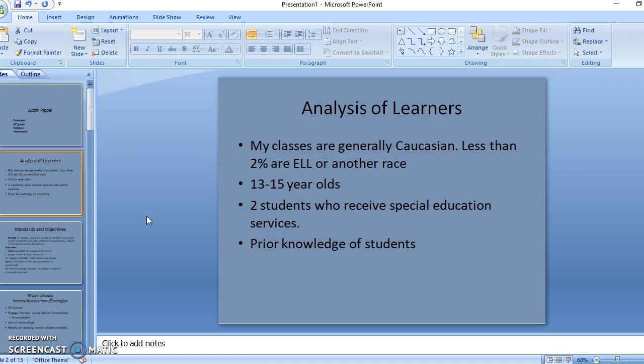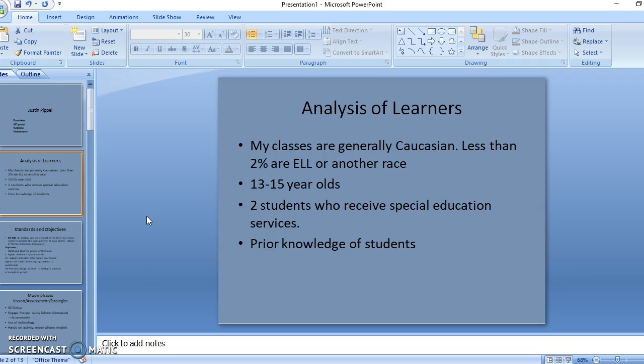The school itself is 86% white, and the rest is other races and ethnicities. In my class, I know that there were 2 kids who were ELL. My age group was actually 12 to 15-year-olds. I think they're all 13 now. I have 2 students who receive special education services, and I'll get into their accommodations later on in my presentation.